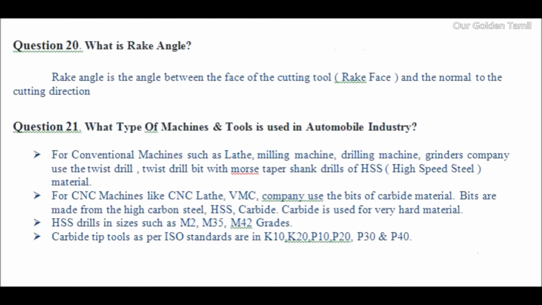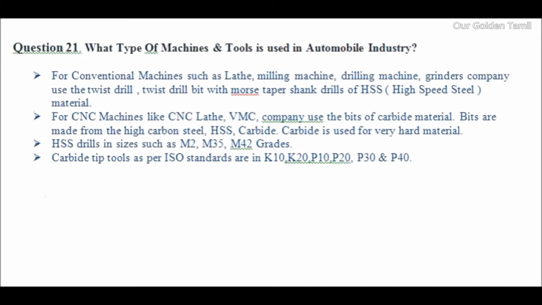Question 20. What is rake angle? Rake angle is the angle between the face of the cutting tool, the rake face, and the normal to the cutting direction. Question 21. What type of machines and tools are used in the automobile industry? For conventional machines such as lathe, milling machine, drilling machine, grinders, companies use twist drill bits with Morse taper shank drills of HSS, high-speed steel, material.